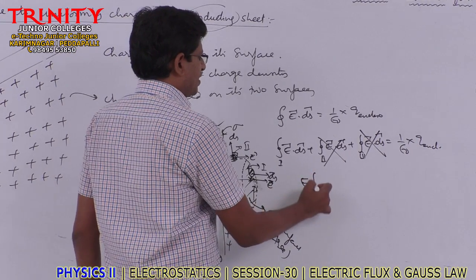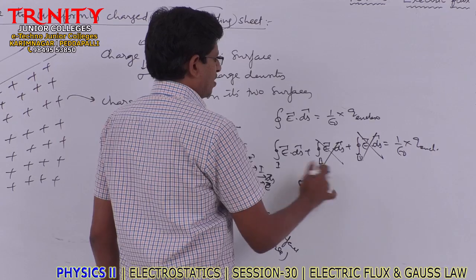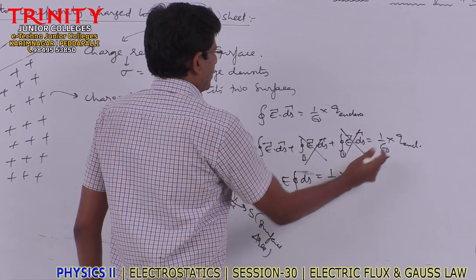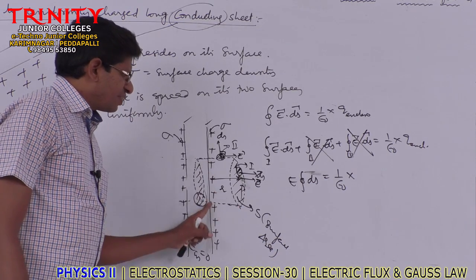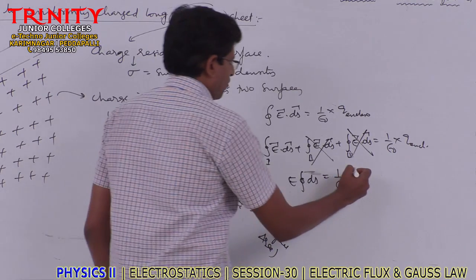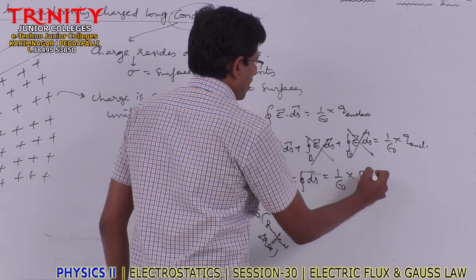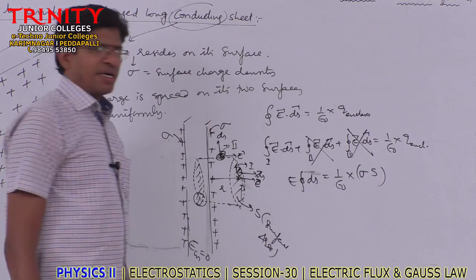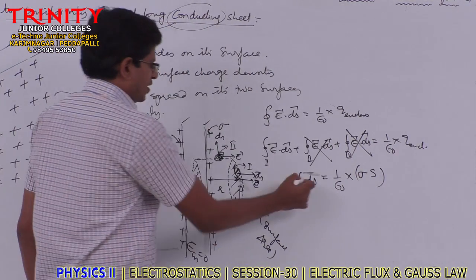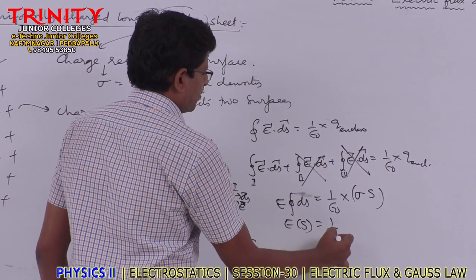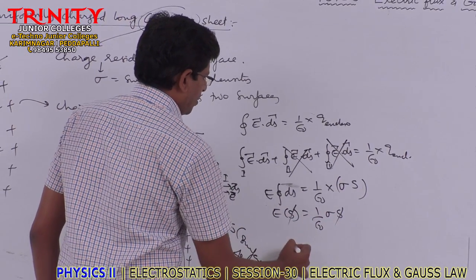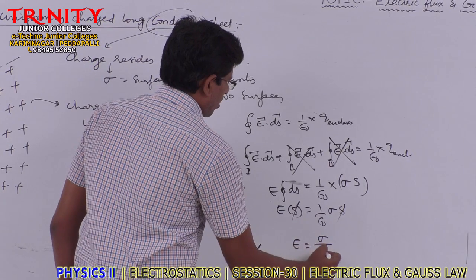So E integral of ds, what you will get is Q enclosed. How much charge is enclosed within this? Therefore, I can write sigma S. Integration of ds means S. So 1 by epsilon sigma S, S and S cancel. So E equal to what you will get is sigma by epsilon.